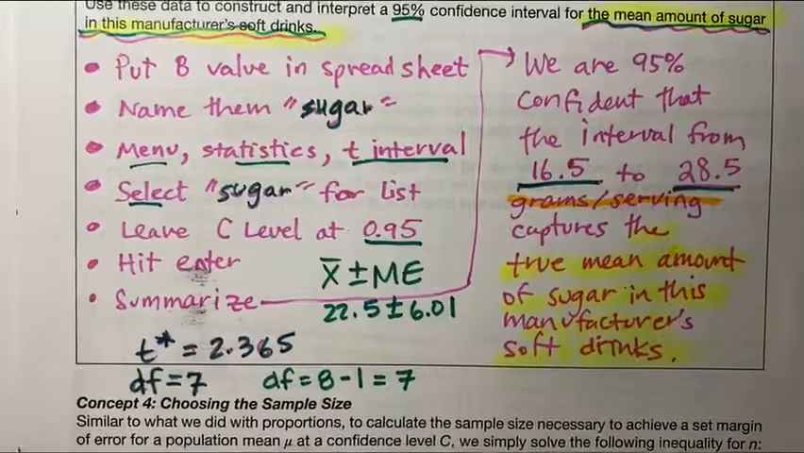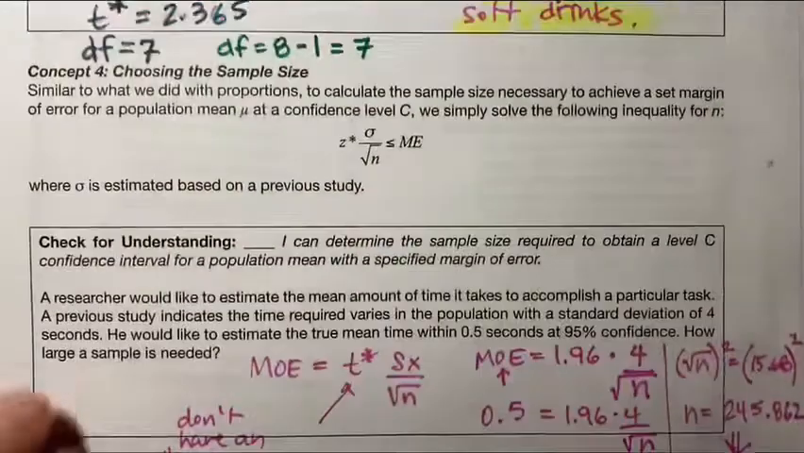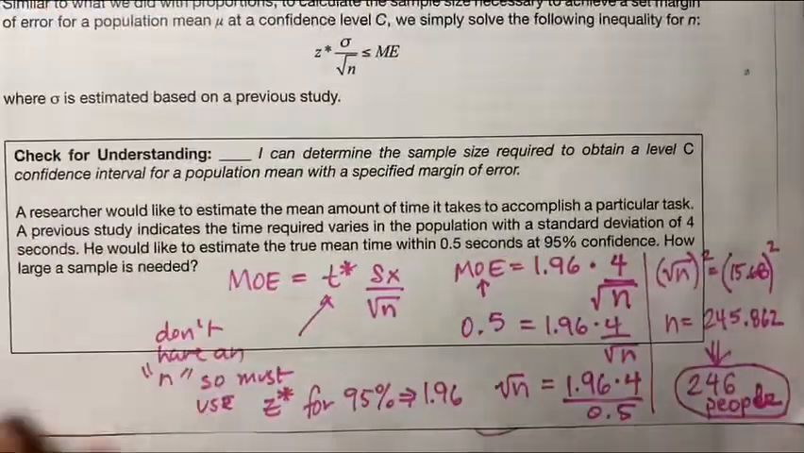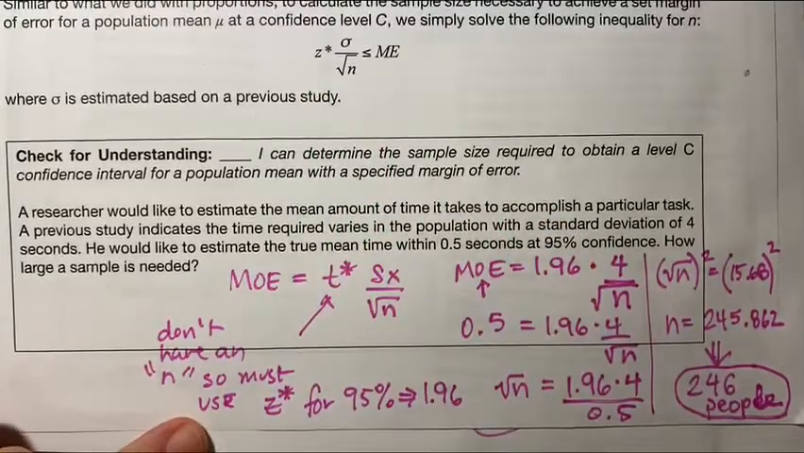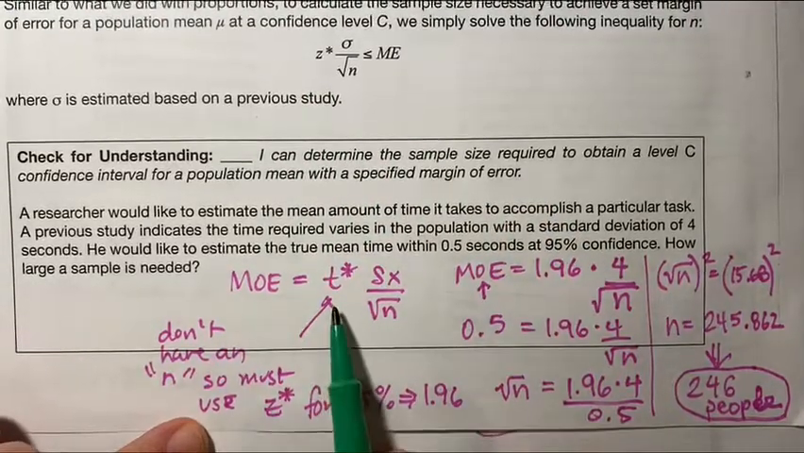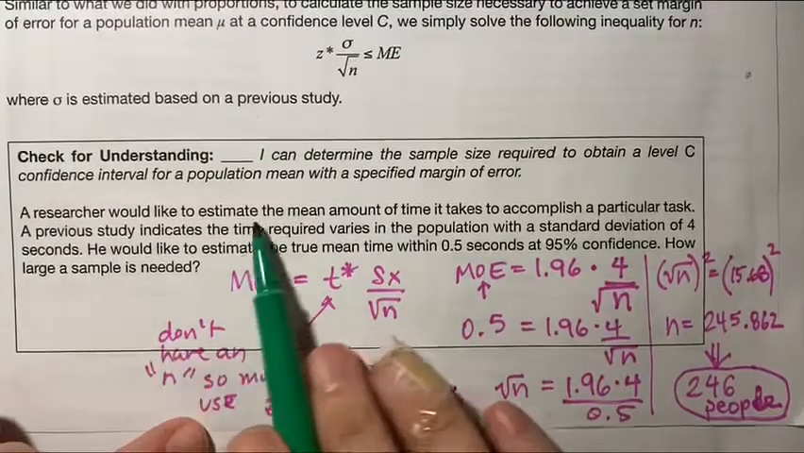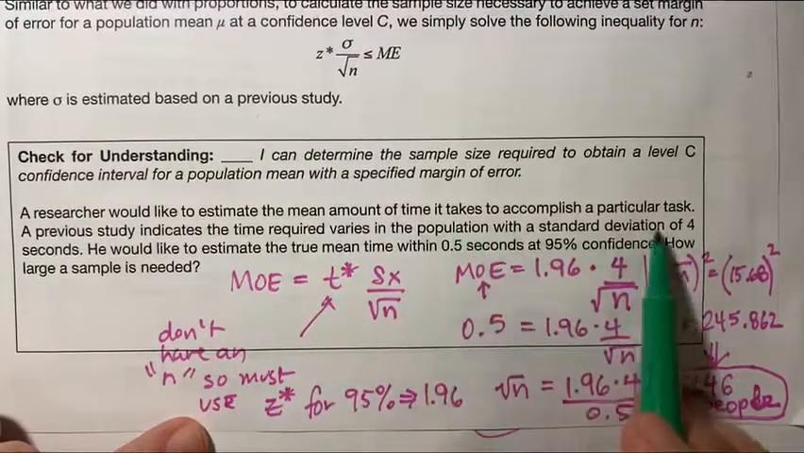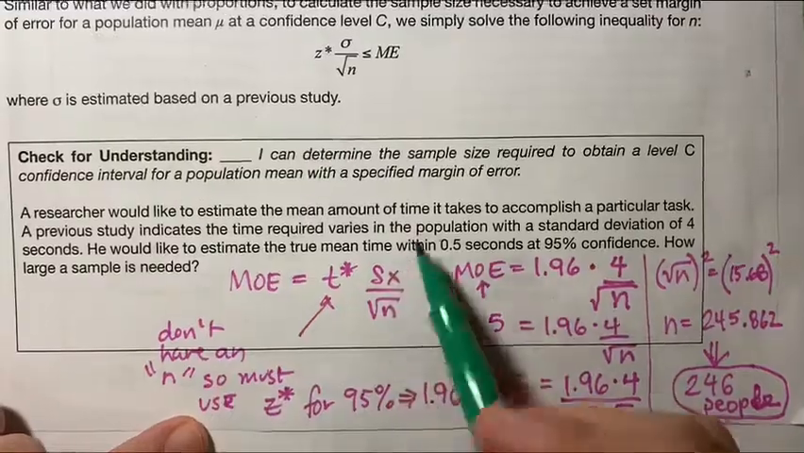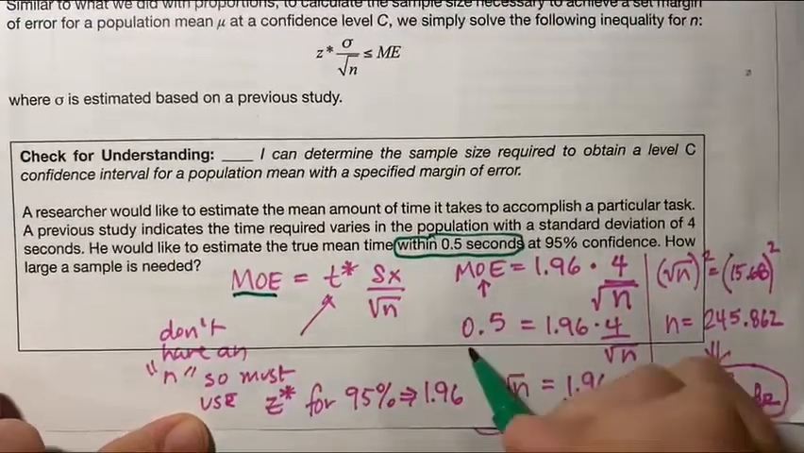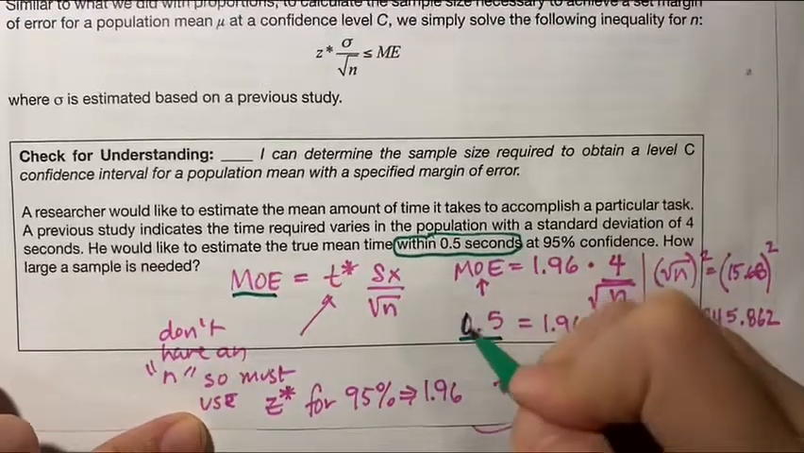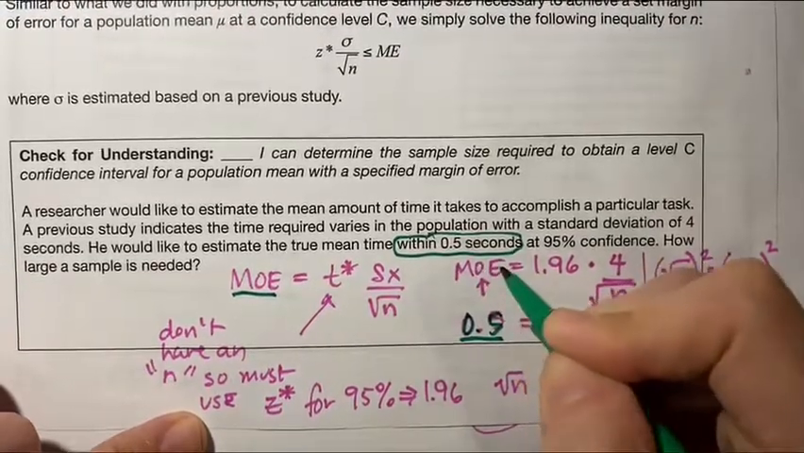Okay, awesome. Let's do the other part. So what do we got here? We have this formula. They actually showed it up here a little bit, and I'll give you a reason why the T turned into a Z. Researchers would like to estimate the amount of time it takes to finish a task. They want you to do it within 0.5 seconds. So that's our margin of error, which is why I plugged in 0.5 for the margin of error.